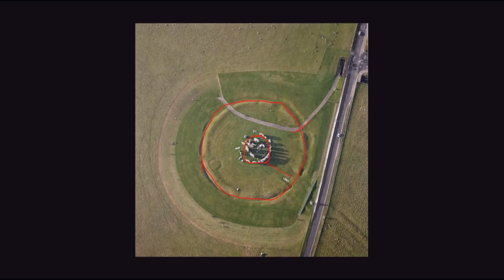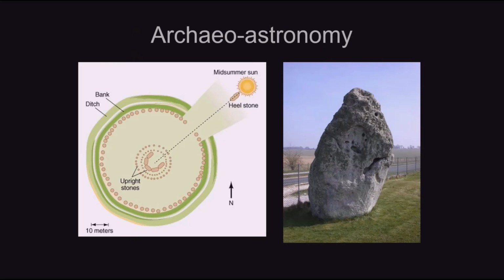It has little places where you can look out. There are also several other standing stones out on the perimeter where things line up. The most important one is this one here. If you stand in the center, this lines up directly over this stone and out this avenue, and this is the heel stone. The heel stone is located right there. This is it. This is the heel stone.